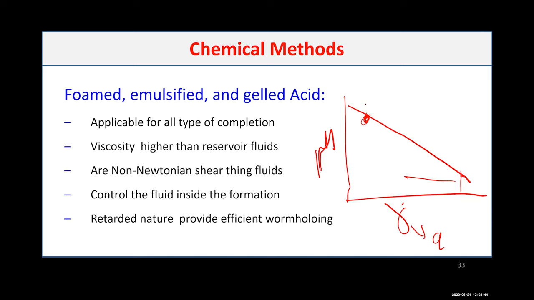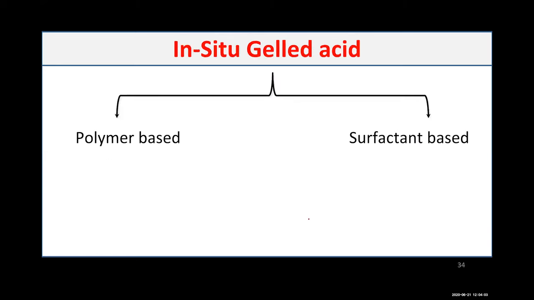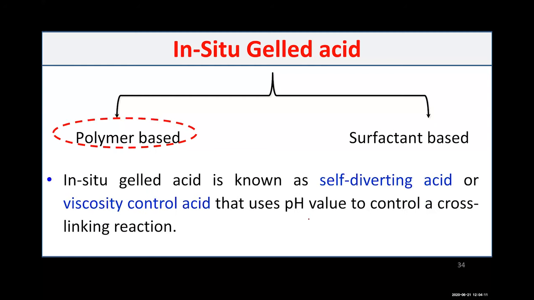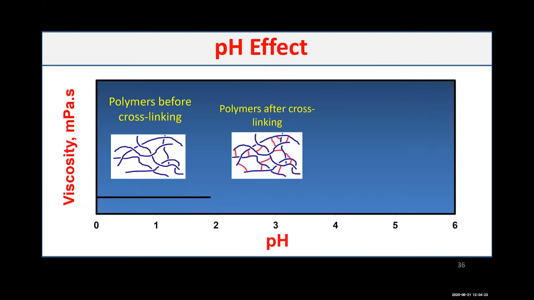I will show you a diagram of how it works. Definitely, it controls the fluid inside the wellbore and also inside the formation. And actually, we noticed that when we are pumping this type of chemical, we get a much more efficient wormholing pattern. We have mainly two types, what we call polymer-based and surfactant-based gelling agents or chemicals. For polymer, some people call it a self-diverting acid, and some people call it a viscosity controlled acid system.